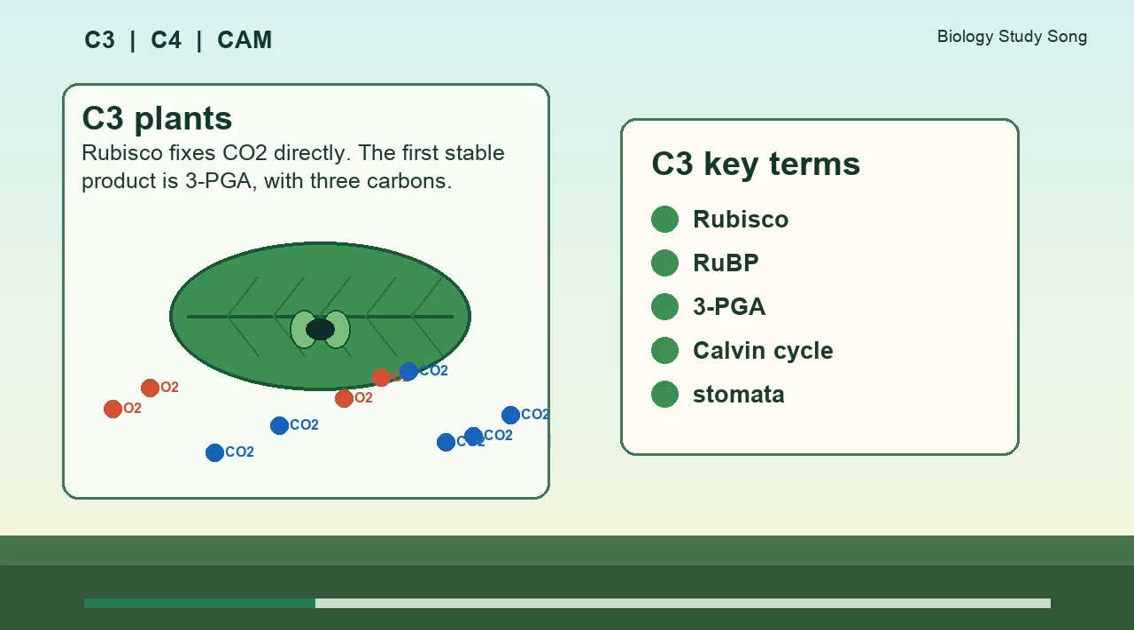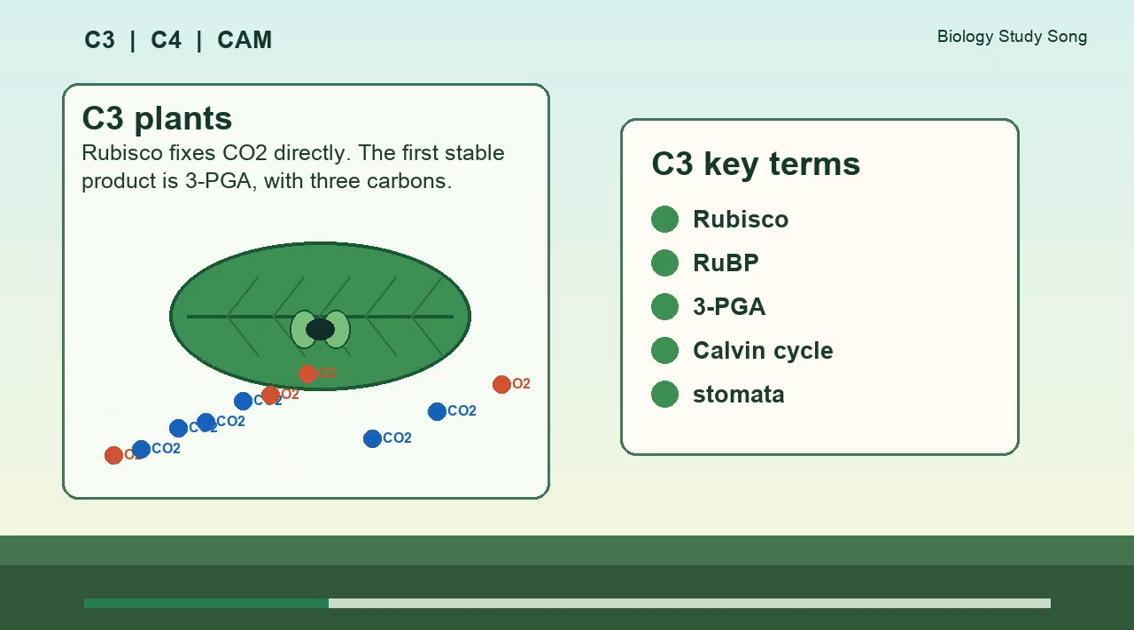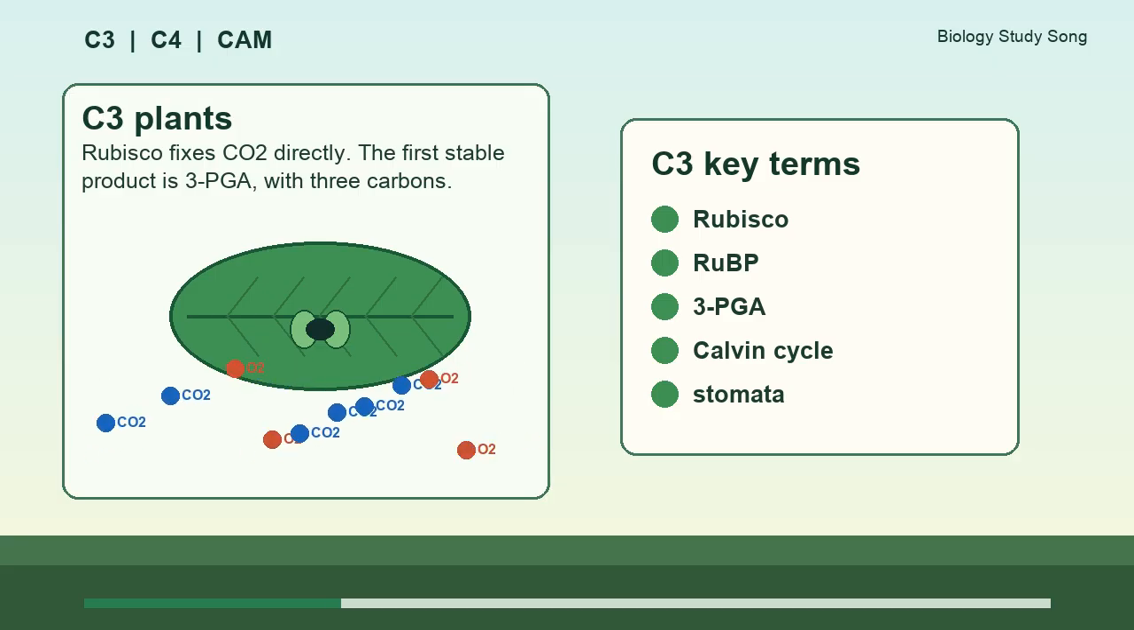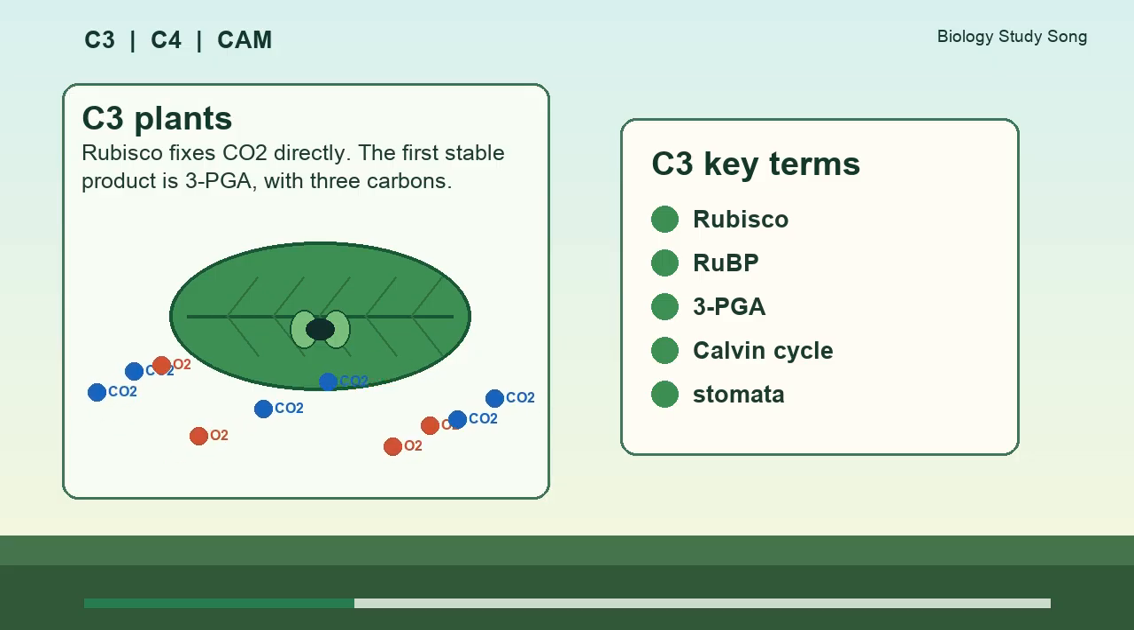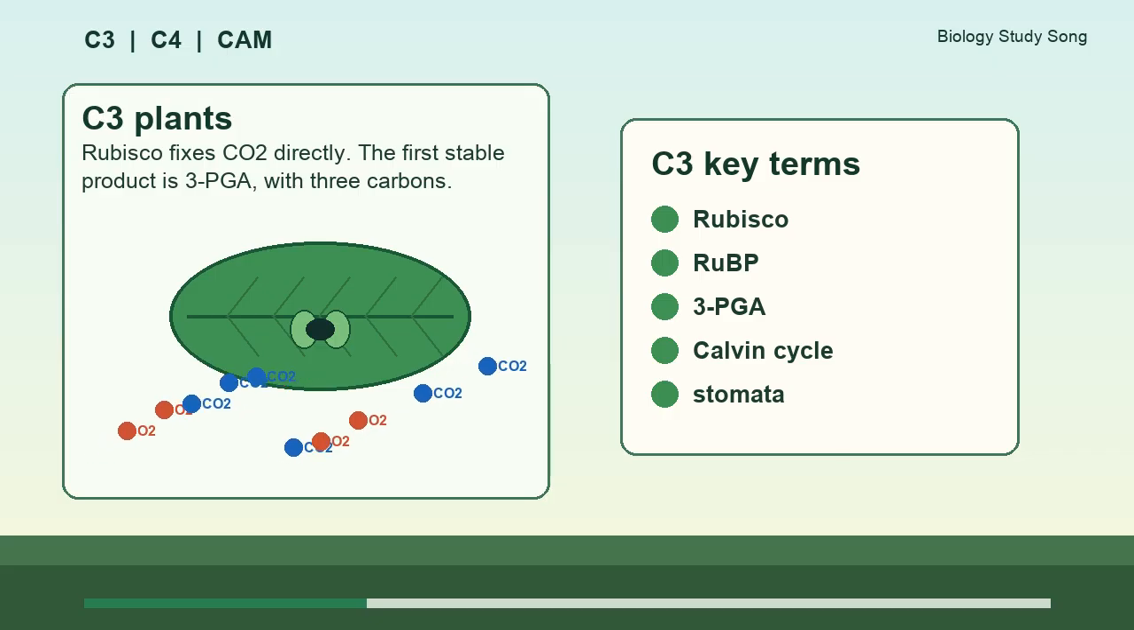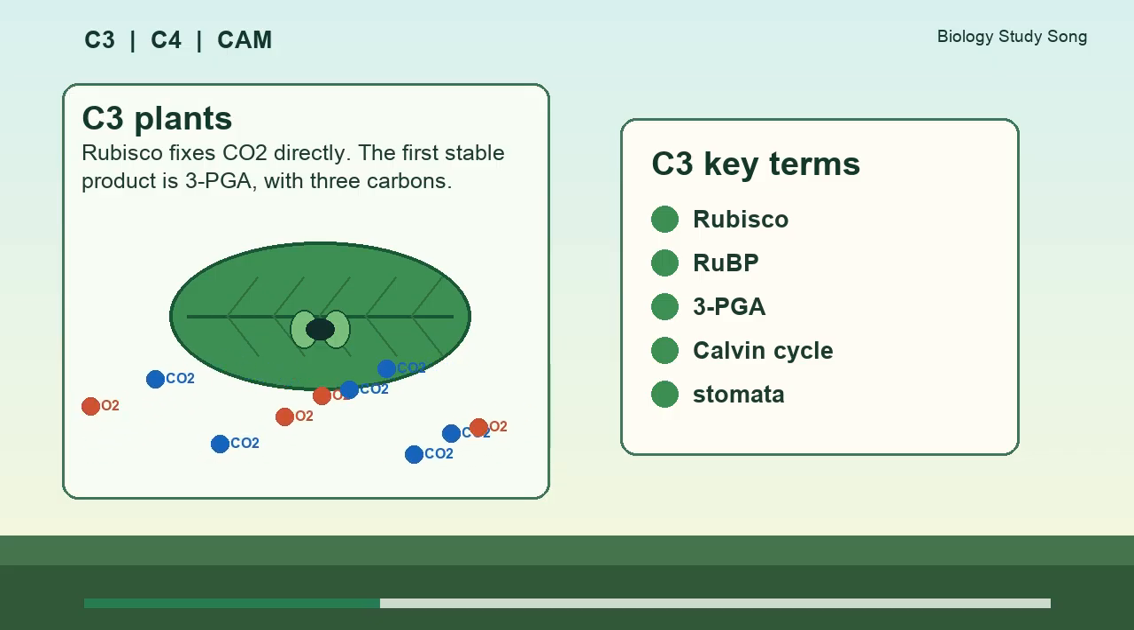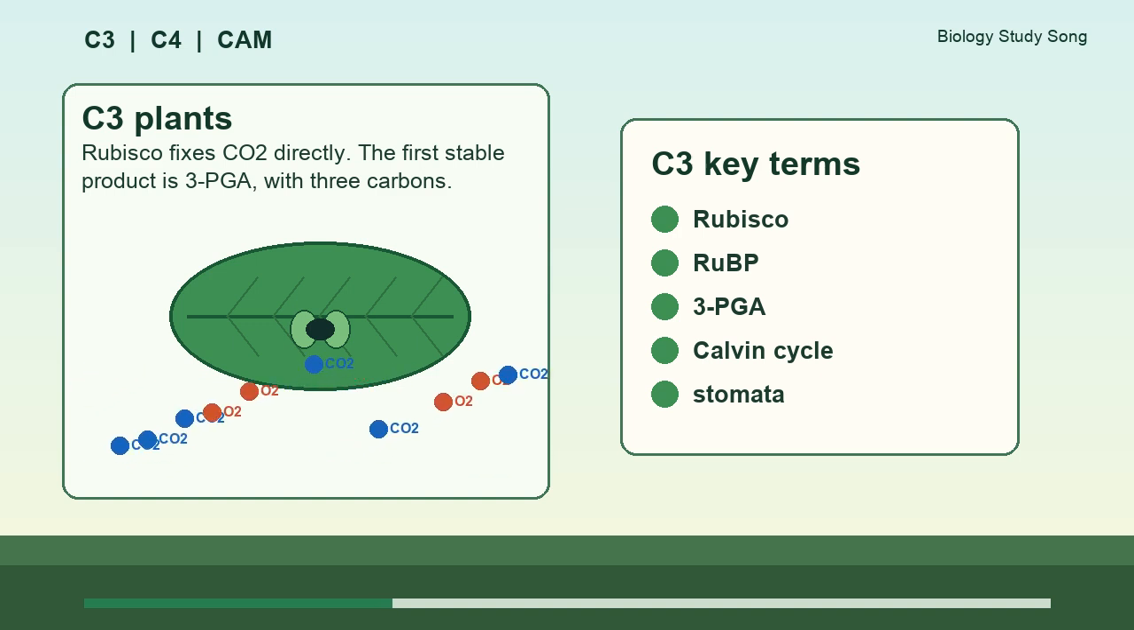C3 uses Rubisco first. C4 uses PEP carboxylase first. CAM opens stomata at night to save water in dry conditions. C3 makes 3-PGA. C4 makes a 4-carbon compound. CAM stores carbon at night, then uses it in the day.